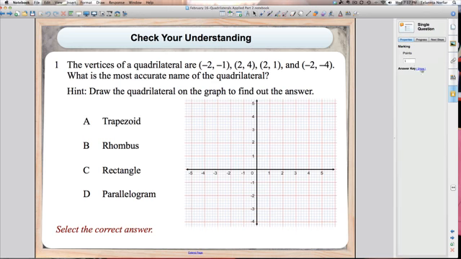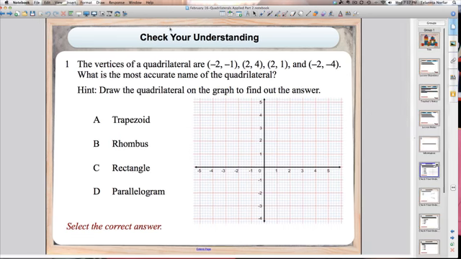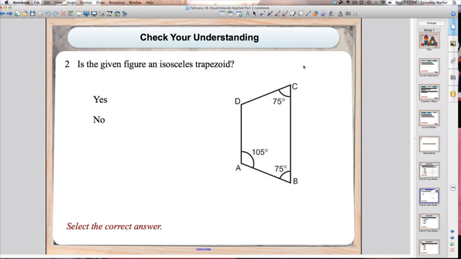Okay, the answer is D, a parallelogram. This quadrilateral will be a parallelogram because both pairs of opposite sides are parallel to each other. Okay, let's go to the next question. Pause the video until everyone has answered.